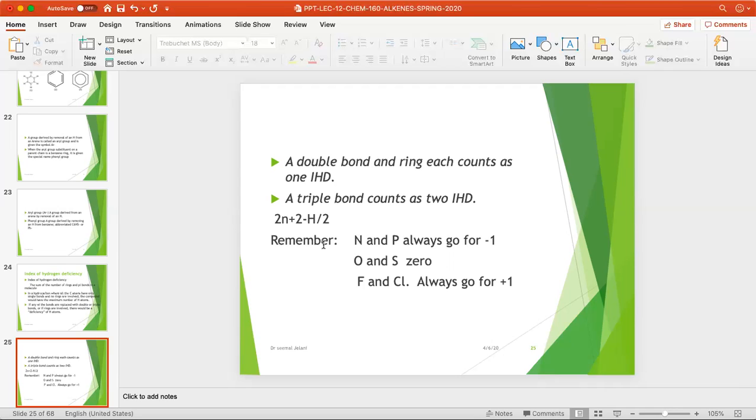But when heteroatoms are present, for example nitrogen and phosphorus, both of which belong to the same group, when we calculate the index of hydrogen deficiency we subtract 1 hydrogen. If nitrogen is there, we subtract 1 hydrogen. If phosphorus is there, then again we go for minus 1 hydrogen. If oxygen and sulfur are heteroatoms in the structure, there will be no plus or minus. But if fluorine and chlorine are present as heteroatoms, we add one hydrogen to the already present hydrogens.